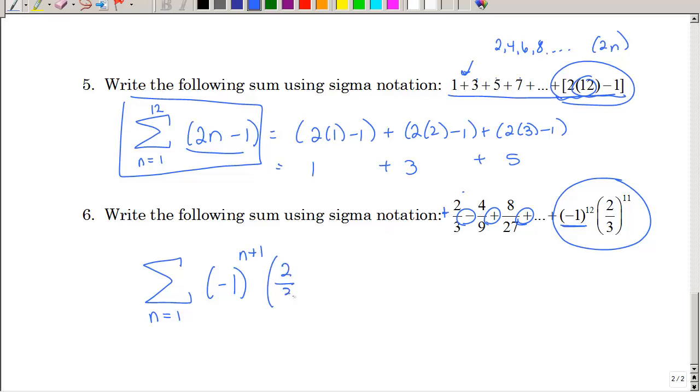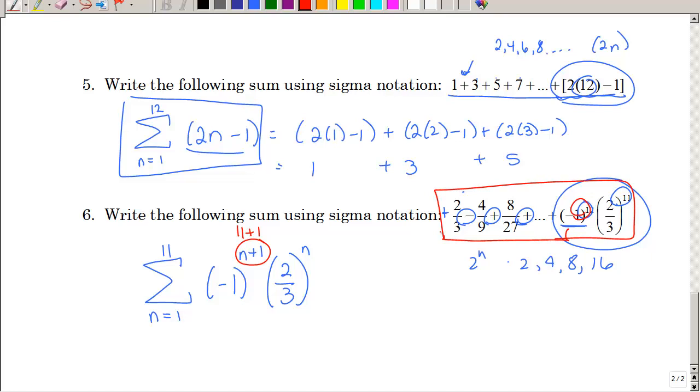And then 2 over 3 to just the n. Remember, 2 to the n would be 2, 4, 8, 16. We did that one up above. But look, here's 12, here's 11. So what is n going to go to? It's going to go to 11 because 11 plus 1 is 12. Expand it out, convince yourself that indeed you would get what you started out with. That's sigma notation. We'll be using that in the next few lessons.